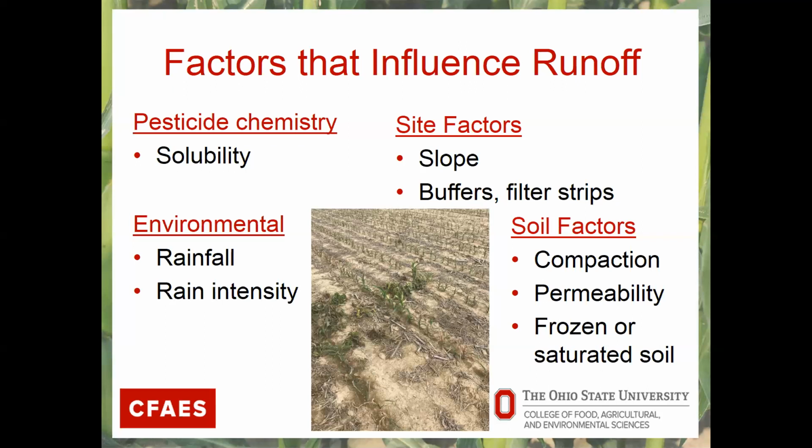Cover crops also slow down and trap chemicals, preventing their loss. Compaction is an important factor as well. Highly compacted soils are less permeable to water, and runoff will be increased. Finally, never apply chemicals to frozen or saturated soil. The risk of runoff is too great.